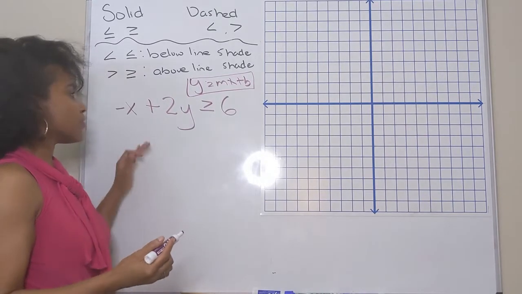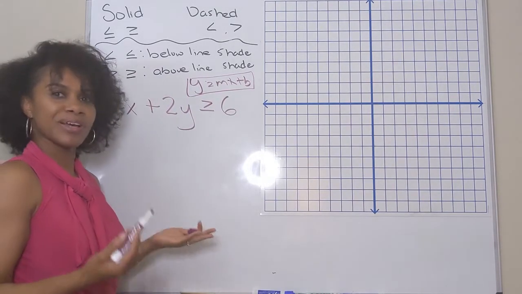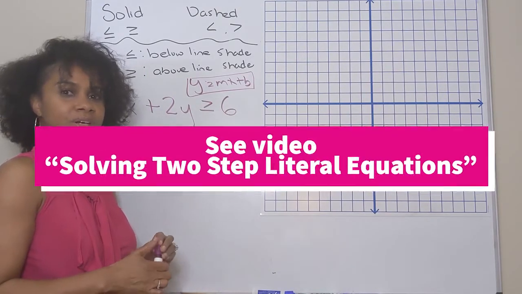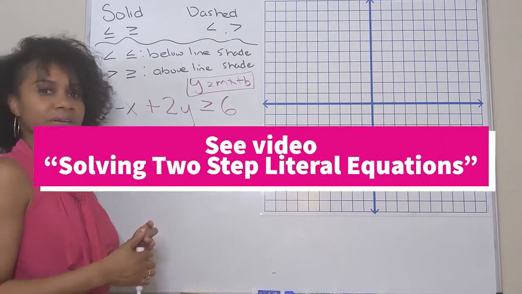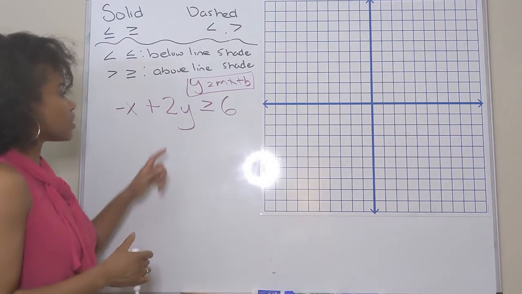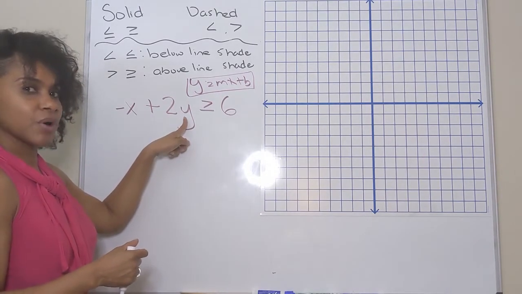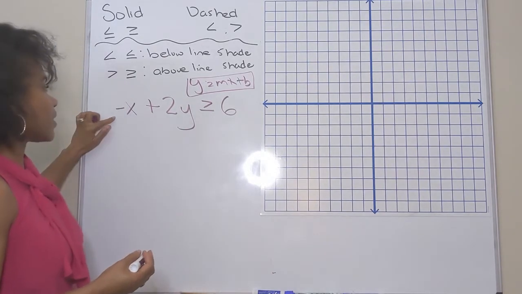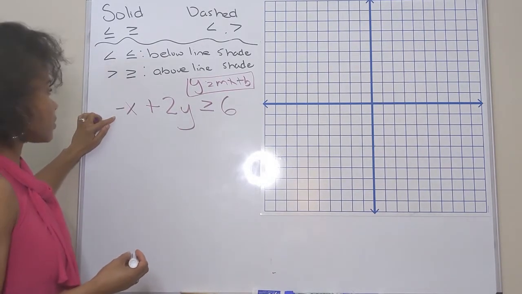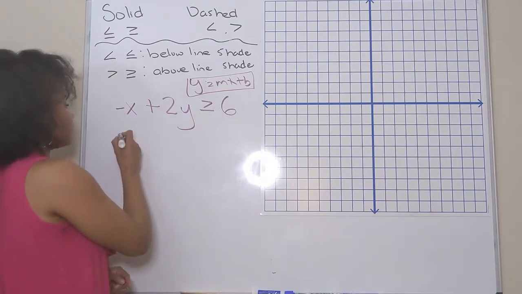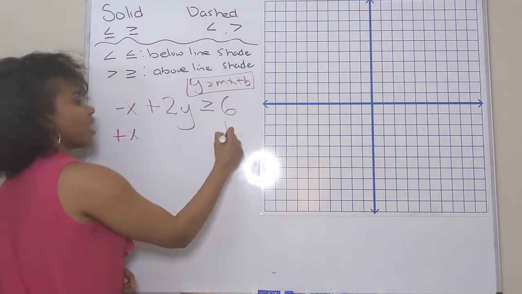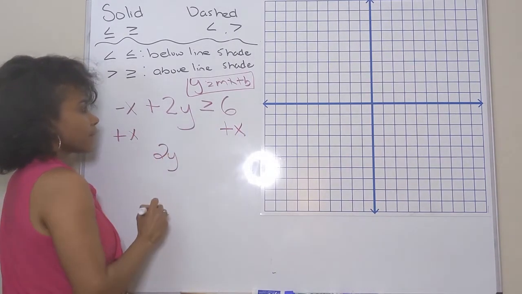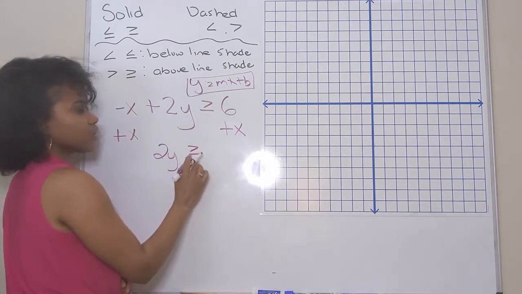All right. So if you're not familiar with how to solve for a variable, please see my video solving 1- and 2-step literal equations. It will really help you with what we're going to do right here. Okay. But what I want to do, I want to isolate the y. So I want to add or subtract and then divide. So right here I have a negative x. So since that is a negative x, to move it to the other side, I want to add x. I bring down the 2y, bring down the greater than or equal to sign.